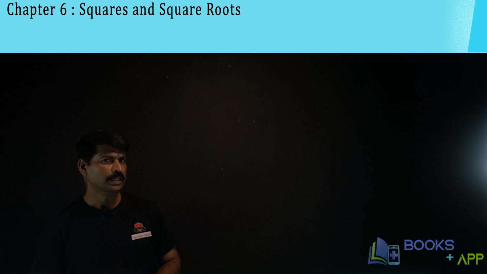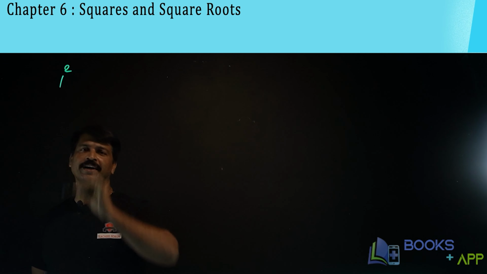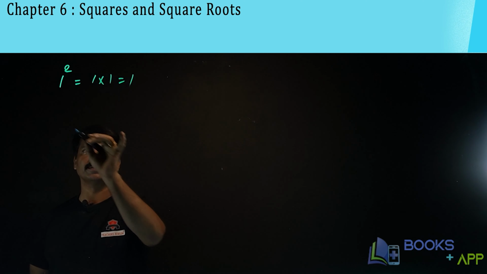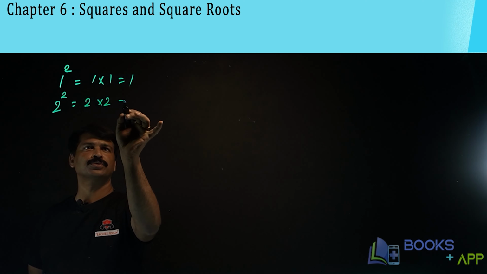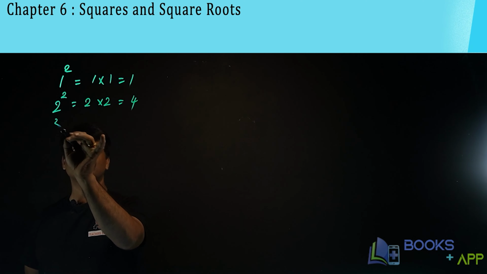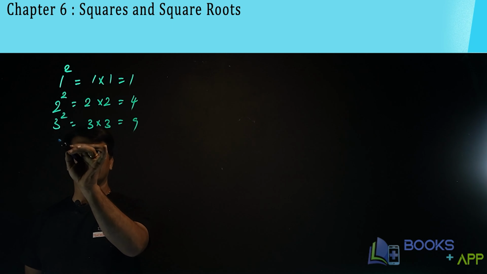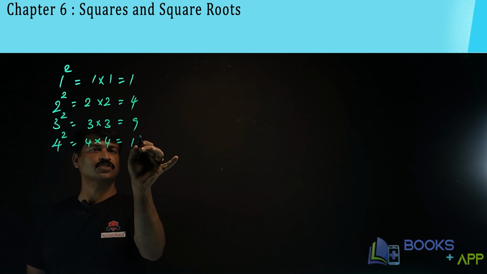Hi friends, now let us start this class with squares. You know what 1 square is? What is 1 square? 1 square means 1 into 1, that is 1. What is 2 square? That is 2 into 2, that is 4. What is 3 square? 3 into 3, that is 9. What is 4 square? 4 into 4, that is 16.